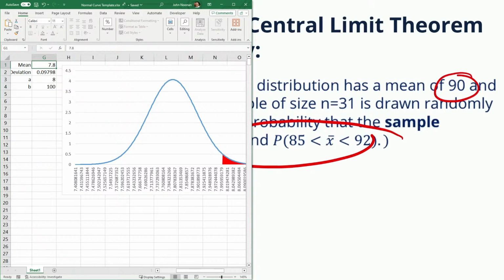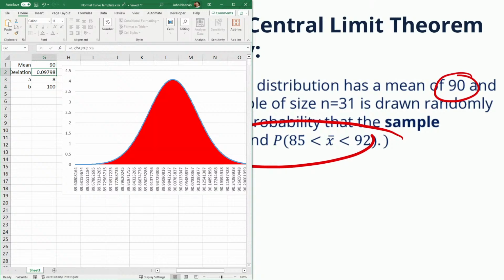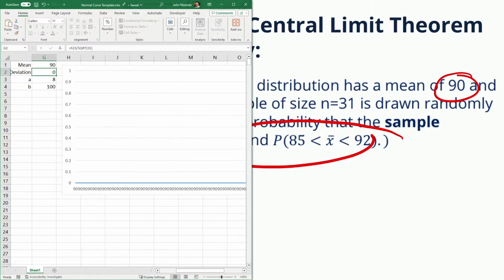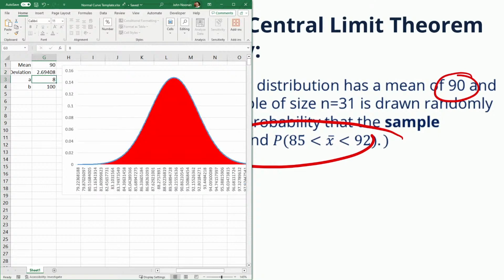Let's see. First of all, the mean is 90. This is equal to 15 over the square root of 31. That's not right. This is supposed to be 15. There we go. That's better. And I want to know, let's see, we got 95. Okay, so I want to know between 85 and 92. Okay, there, that's a nice picture. 40, 50%, something like that. So let's go get the other Excel.